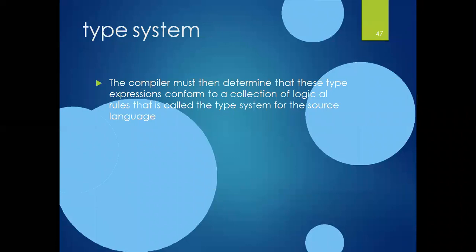Now, what is a type system? What is a type system? A type system is nothing but a combination of the type expressions and the type constructs. Make a note. Combination of type expressions and the type constructs. That means the compiler must determine the type expression, which it should conform to, to collect the logical rules. We were calling it a type system, right?